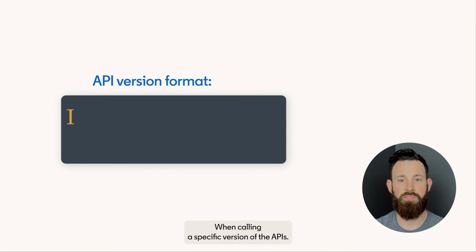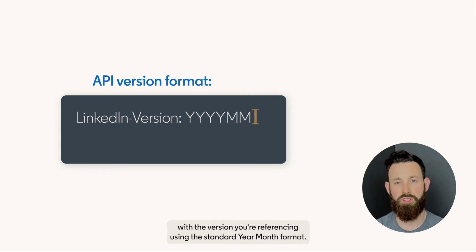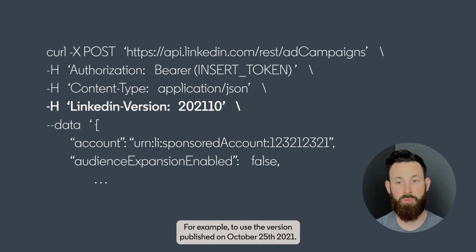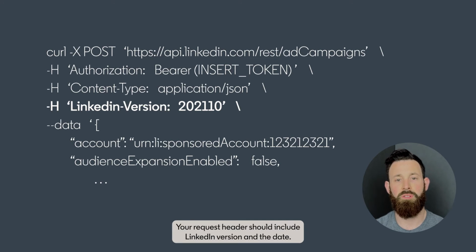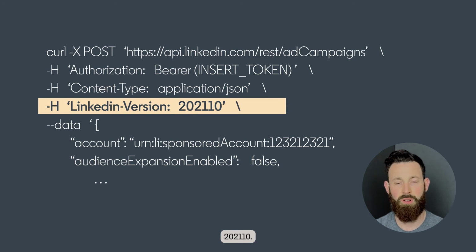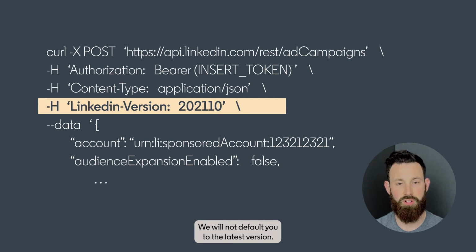When calling a specific version of the APIs, please make sure to include the request header with key LinkedIn-Version and set the value to correspond with the version you're referencing using the standard year-month format. For example, to use the version published on October 25th, 2021, your request header should include LinkedIn-Version and the date 2021-10. Keep in mind, you will need to specify a version for each versioned call. We will not default you to the latest version.